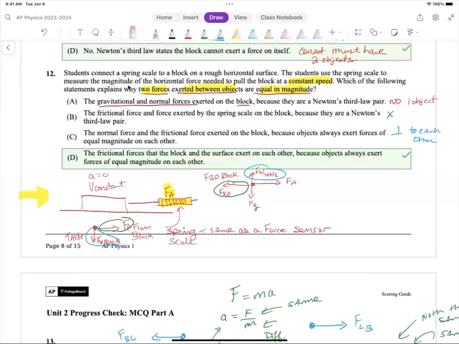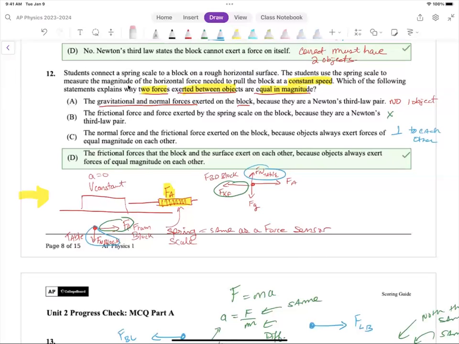So if I look at the free body diagram of the block, I will have force applied, which I'm measuring from the spring scale, to the right, and I have force of kinetic friction to the left. Force of kinetic friction to the left is going to be the same magnitude of the force applied to the right because they told me acceleration was 0. So those two are equal. We have a force normal from the table up and force of gravity acting on the block down.